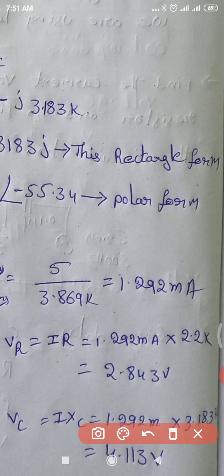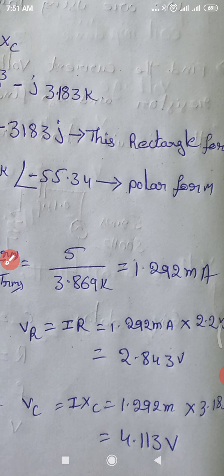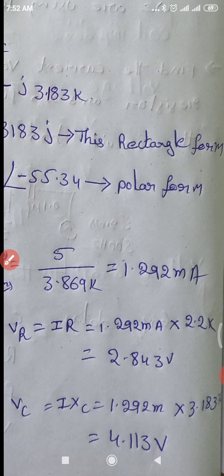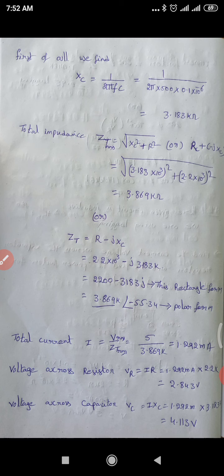VR is equal to I into R. So if you substitute these values, 1.292 milli into 2.2 K, we get the voltage as 2.843 volts. Similarly, we can calculate VC as I into XC. XC we calculated as 3.183 kilo. So if we substitute these values, we get the value 4.113. Okay, this is about the calculation of the voltage across the resistor and the voltage across the capacitor.